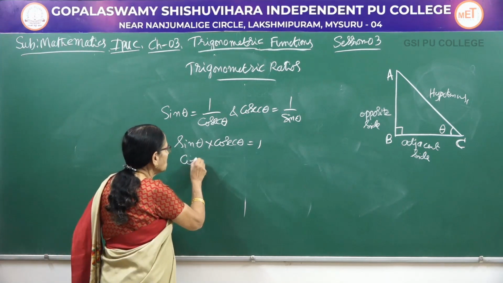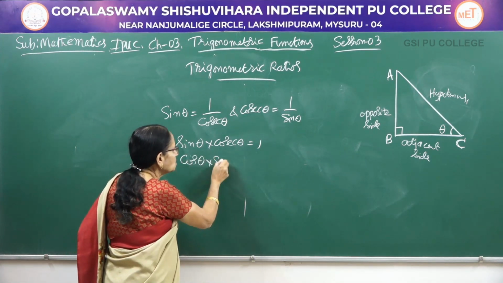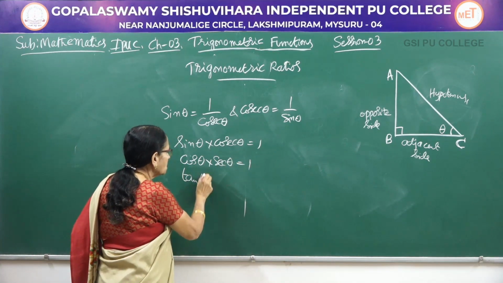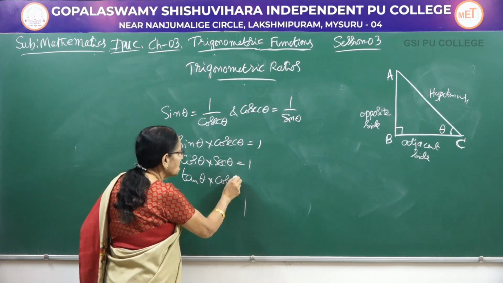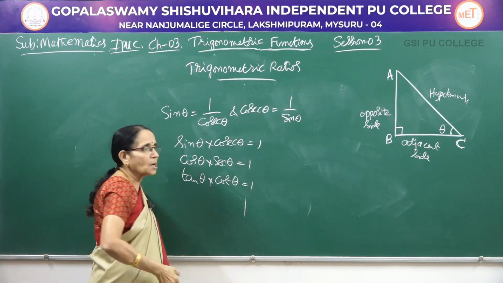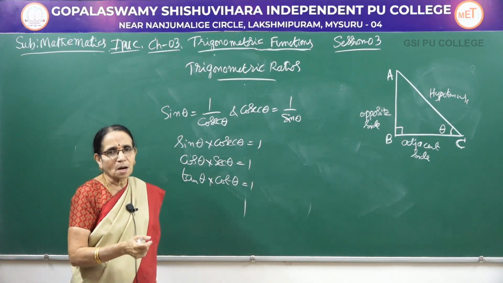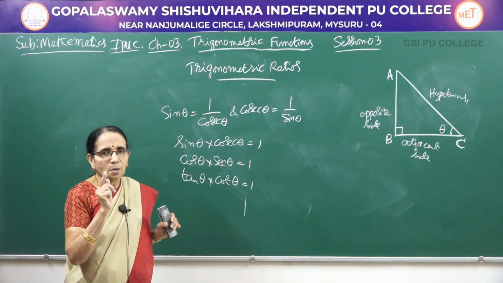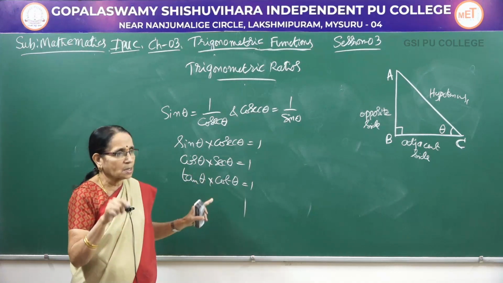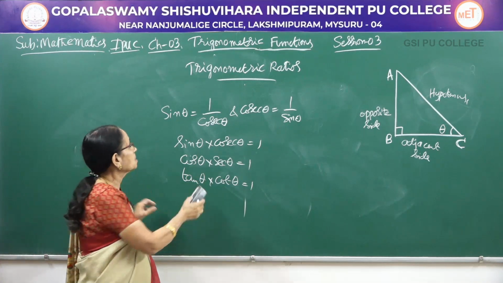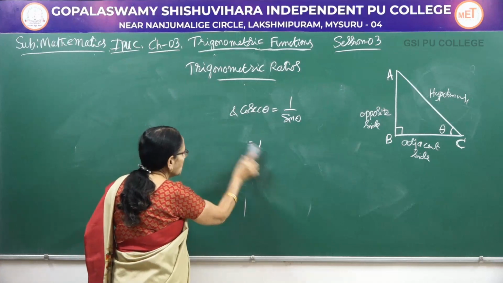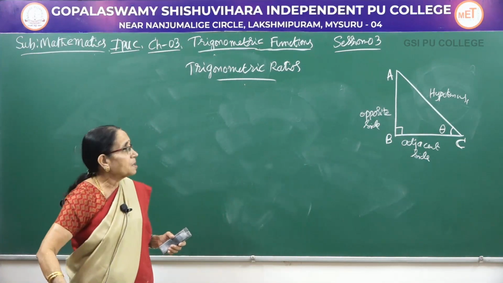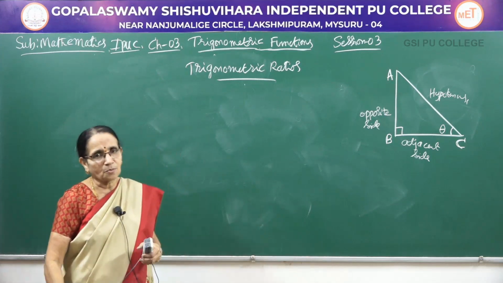Similarly, you can consider cos theta into secant theta is also 1, and also tan theta into cot theta is equal to 1. So, tan theta could be written as 1 by cot theta and vice versa. So, these 3 pairs: sin and cosecant one pair, cos and secant another pair, tan and cot the third pair of the reciprocal ratio. So, this is one piece of information we get by considering the definition.